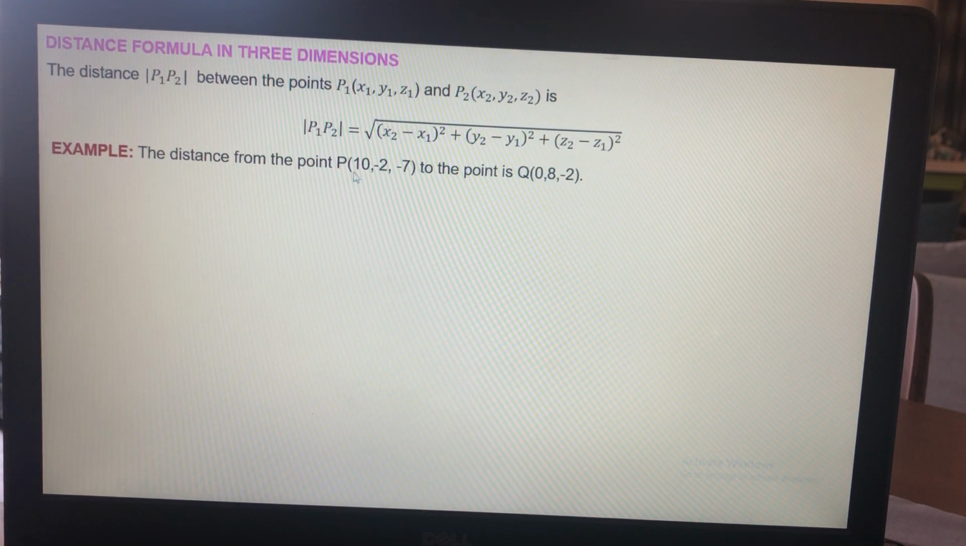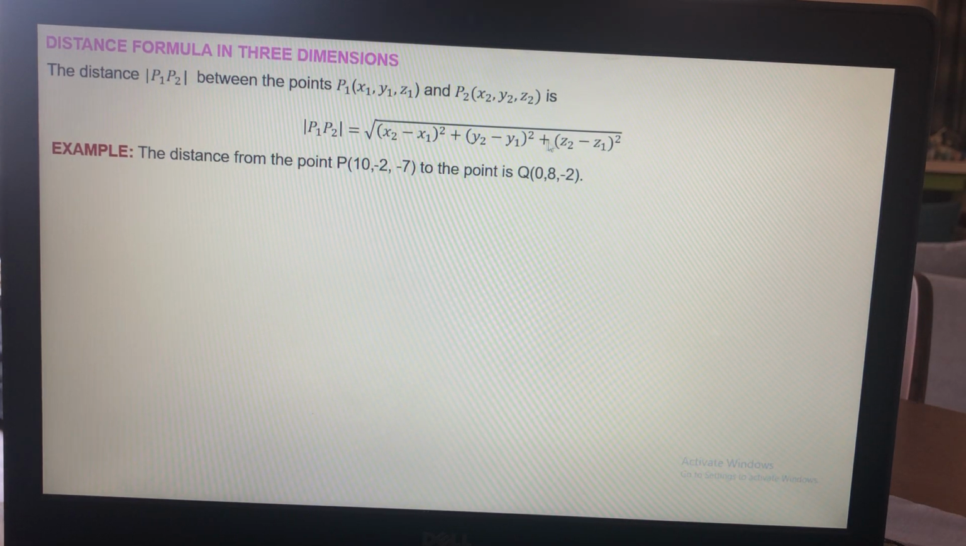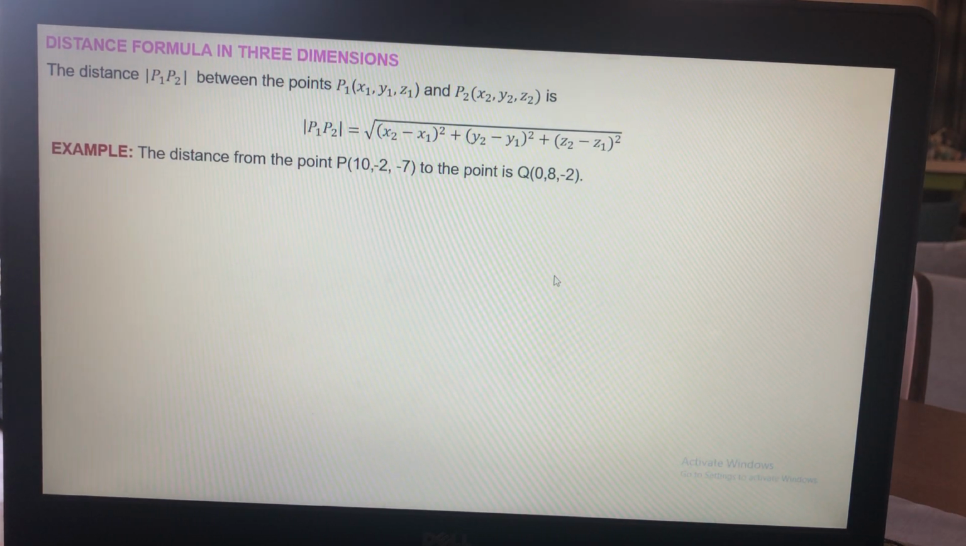So the distance for P and Q. P is a point in three-dimensional space. It will be just 1 point and you know how to plot this one. You will go 10 units on the x-axis, minus 2 units parallel to the y-axis, minus 7 units parallel to the z-axis. So please try to plot these points in xyz space as an application for you. Check that out.